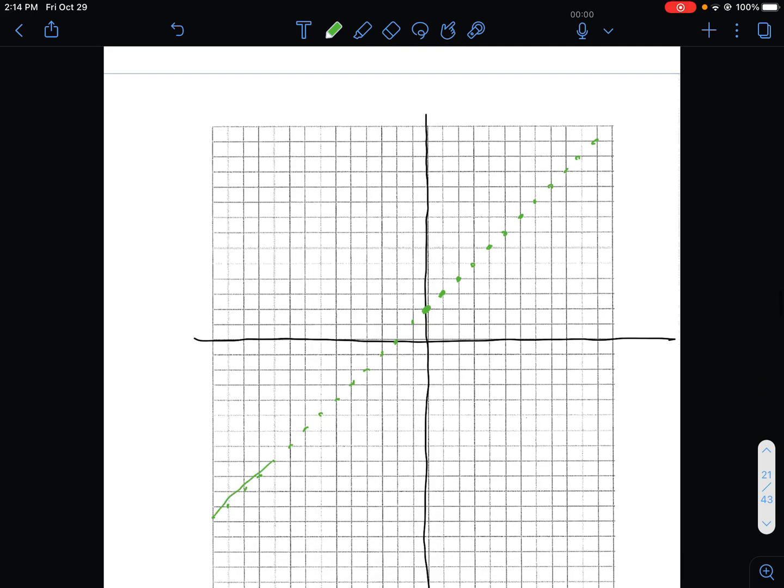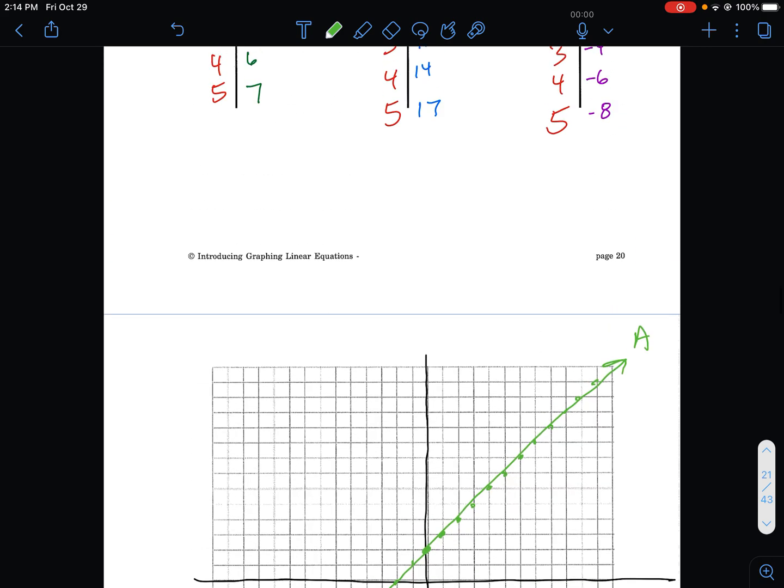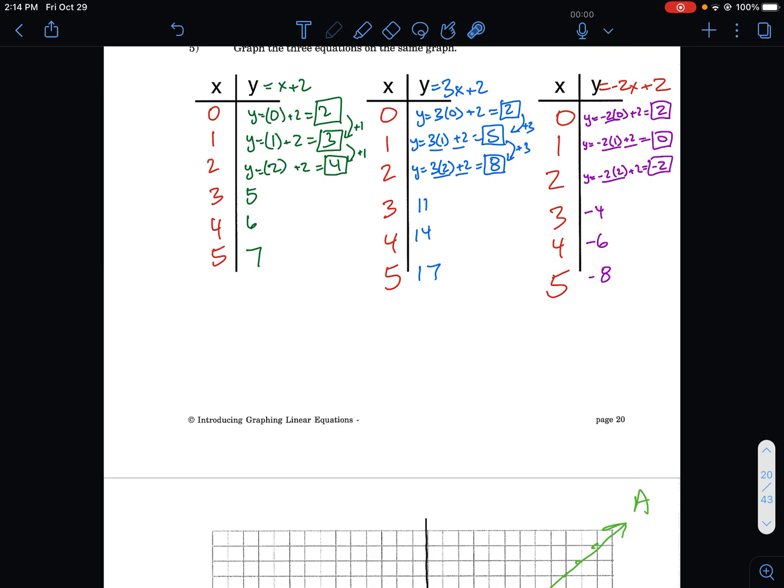Let's draw a line through that. Hopefully I can draw a straight enough line. There you go. That is line A. Let's do line B in blue.